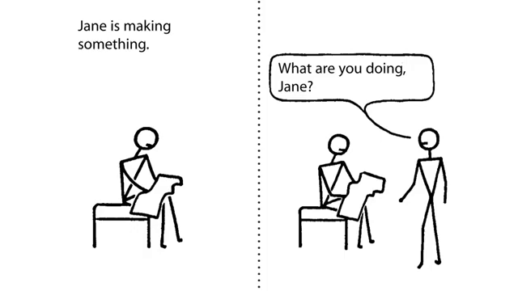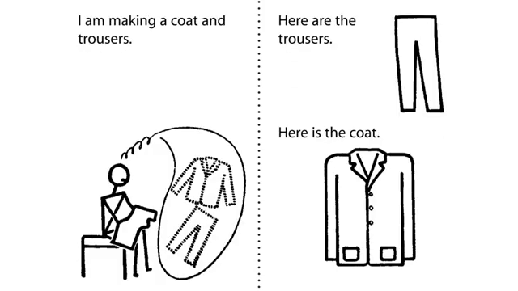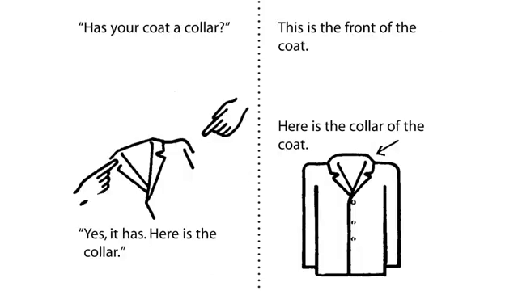Jane is making something. What are you doing, Jane? I am making a coat and trousers. Here are the trousers. Here is the coat. Has your coat a collar? Yes, it has. Here is the collar.